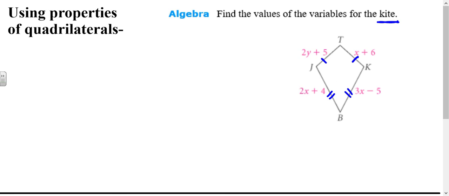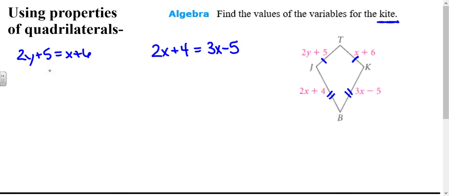So let's think about how we could use that information to write an equation to solve for the variables x and y. So I know that 2y plus 5, that side, is equal to x plus 6. And I know that 2x plus 4 is equal to 3x minus 5. Well, I can't really solve the first one because it has an x and a y. So I'm going to look at the second one because it has just x's in it.